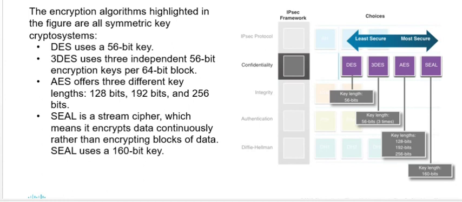So here are some of the highlighted keys that are out there. All of these are symmetric. DES uses a 56-bit key. Triple DES is 3 times 56. Encryption keys are in per 64-bit blocks. Then we have AES offering 3 different lengths, which are actually more than that now: 128, 192, and 256. Then we have something called SEAL, which is a stream cipher, which means it encrypts data continuously rather than encrypting blocks of data. It uses a 160-bit key to do so.